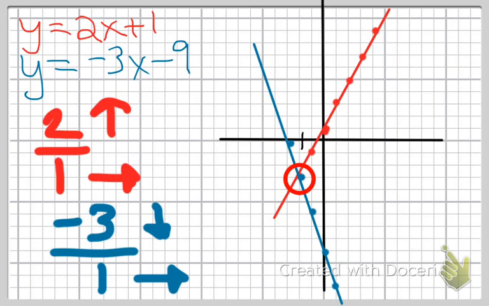So on the x-axis, we are at negative 2. And on the y-axis, we are at negative 3. So our solution to the system of equations is negative 2, negative 3.